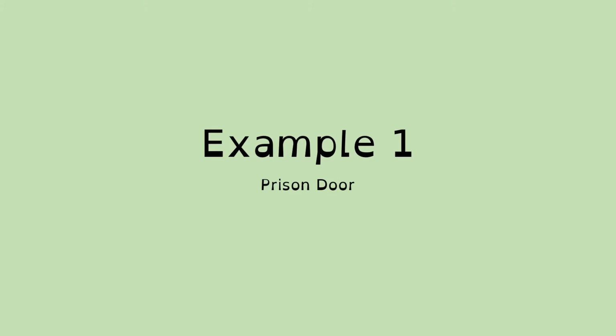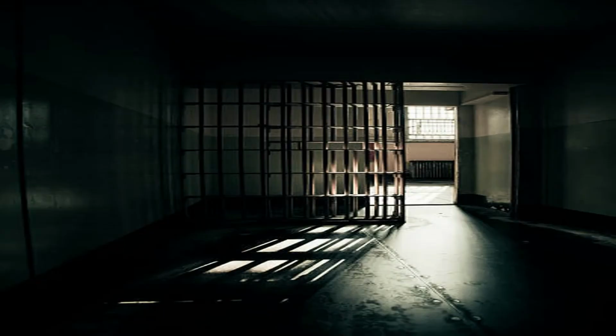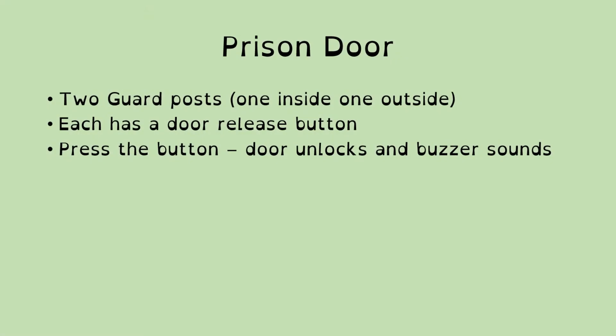So we're going to tackle two particular problems. They're really simple problems, just to show you the kind of starting ways of thinking in this sort of stuff. The first example I'm going to do is a prison door. Here's a picture of a prison door. In this prison door example, we've got two guard posts, if you can imagine, one inside and one outside. Actually, it's not a cell door, it's kind of a main door to the prison.